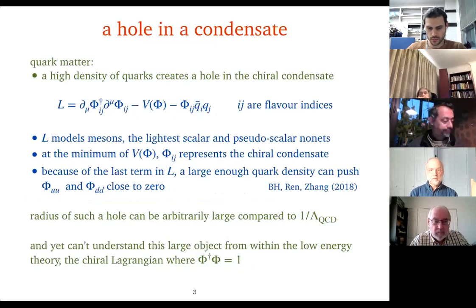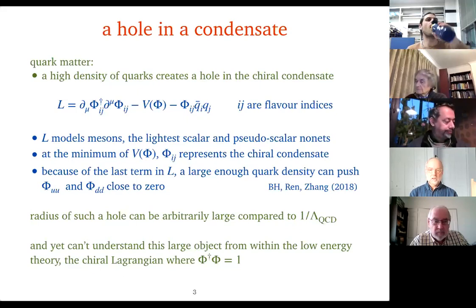So the question of why UV completion, I think it's good to look at an example from QCD, and that's quark matter. So quark matter occurs when a high enough density of quarks inside some region creates a hole in the chiral condensate. And that can be described by a Lagrangian like this. It's a type of linear sigma model.